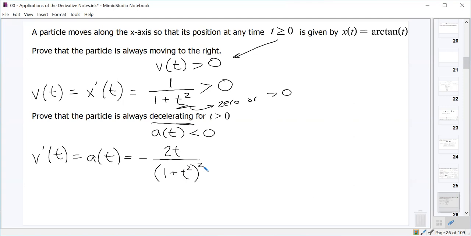And if t is greater than 0, then 2t, right here, must be greater than 0. And 1 plus t squared must be greater than 0. And if you square something that's greater than 0, you ought to get something that is greater than 0. So we have a positive number divided by a positive number with a negative sign out in front, which will always make this value negative. And therefore, the particle is always moving to the right, but also always slowing down, decelerating.